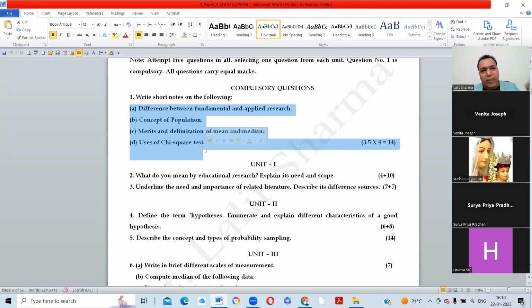You can see that very simple questions have come. Difference between fundamental and applied research. Second, concept of population. Third, merits and delimitations of mean and median, and uses of a chi-square test, right?